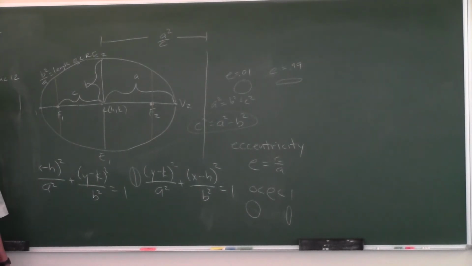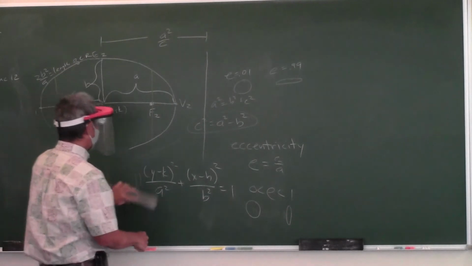Yes, question? In the notes it says the length of the latus rectum is 2b squared. Oh yeah, 2b squared over a. You're right. My memory getting bad.